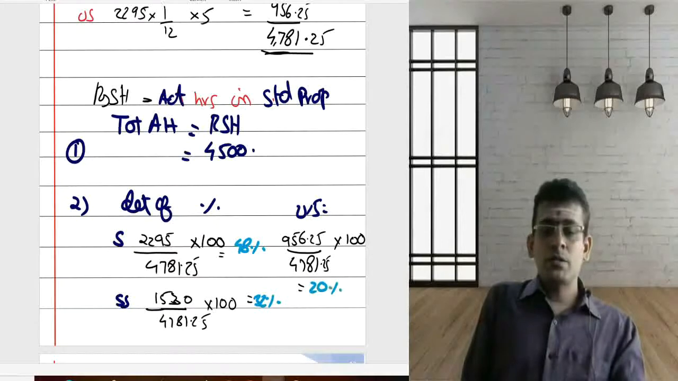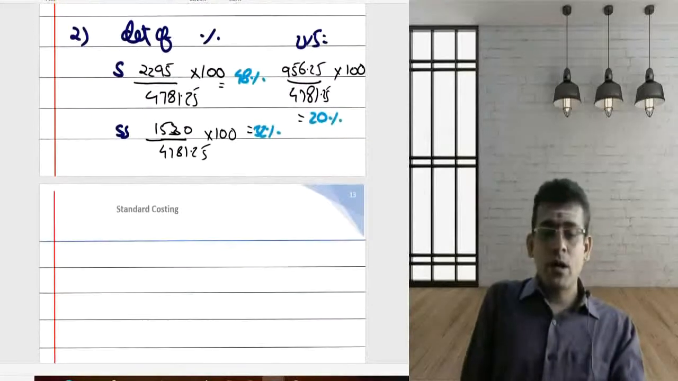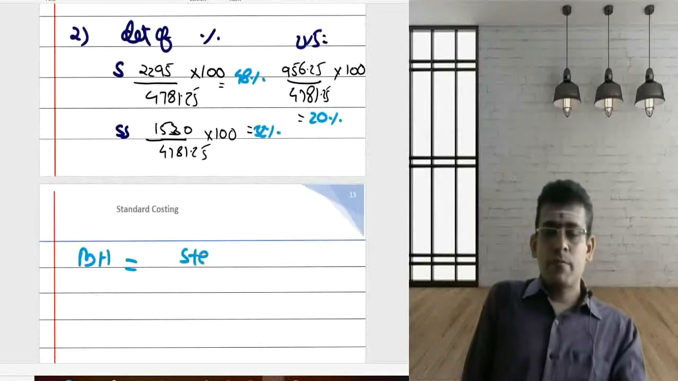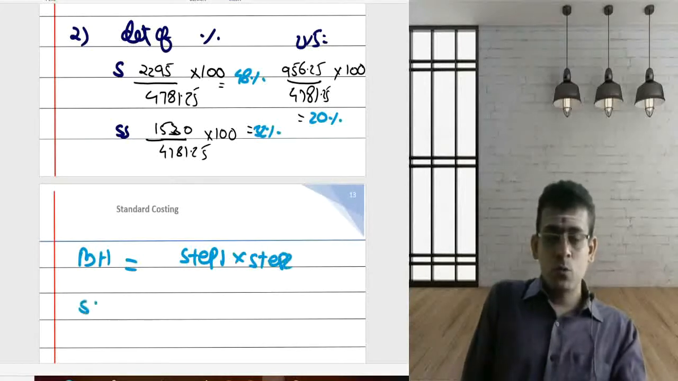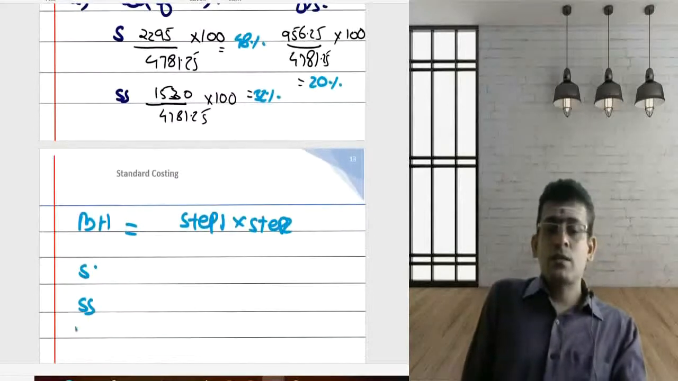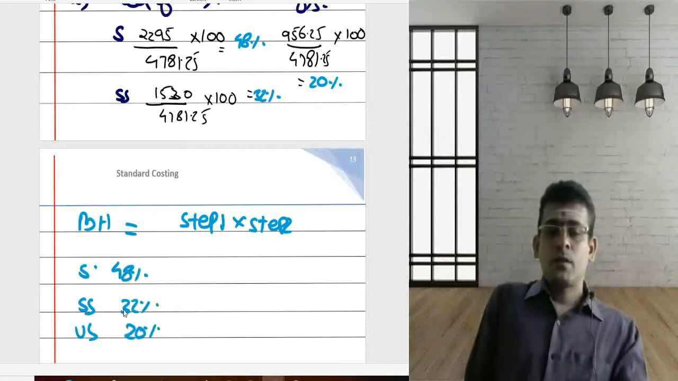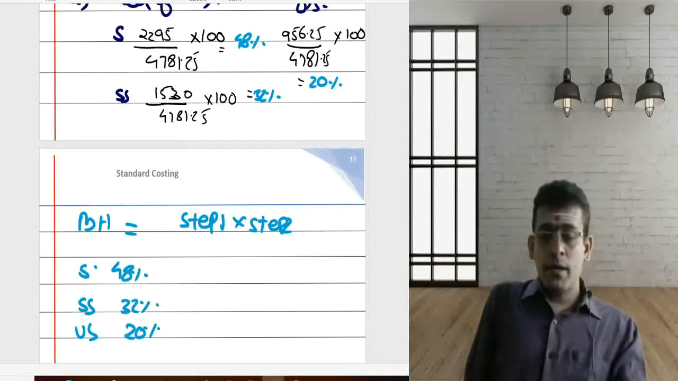So now we got the percentage. Now finally I can easily find out RSH. So how do I find out my RSH? Revised standard hours is equal to step 1 into step 2. Now what is your step 2? Skilled, semi-skilled, unskilled. So there are 3 categories of it. What is our percentage? 48% here, 32% here, 20%. I know my total RH to be 4,500.